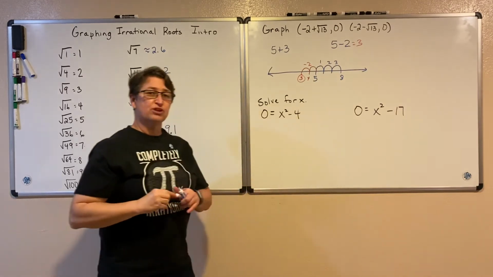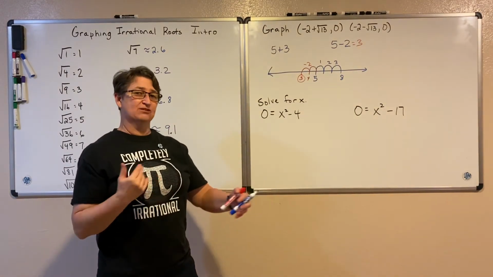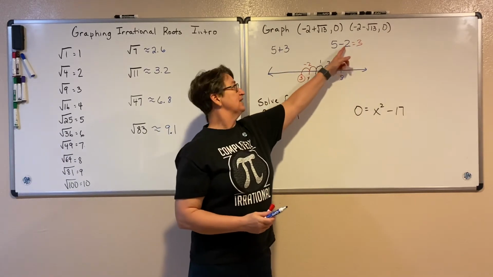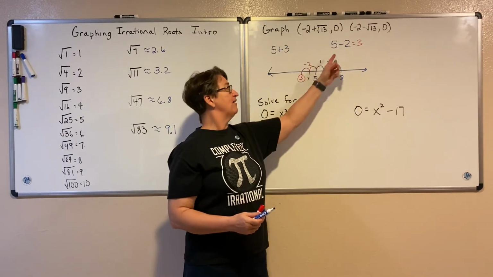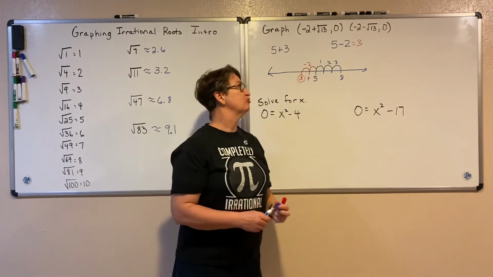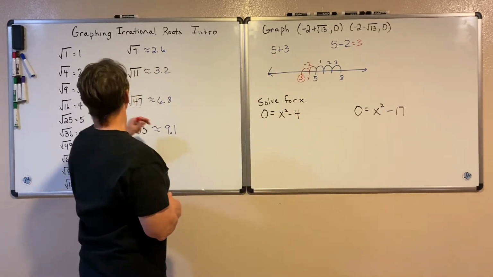So we can use a number line to help us with adding and subtracting. Anytime I'm adding, I just go to the right. Anytime I'm subtracting, I just go to the left, and I start at that first number. So how does that help us when we're graphing these irrational roots?